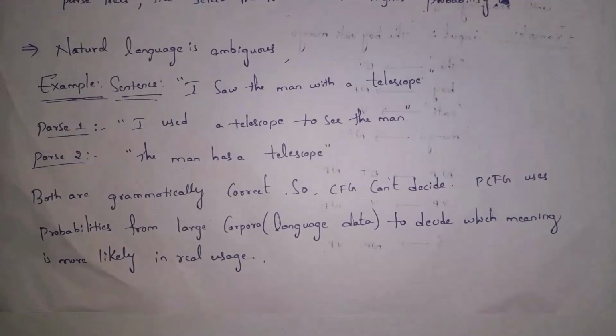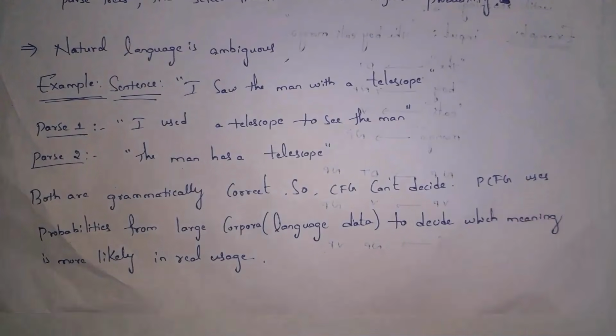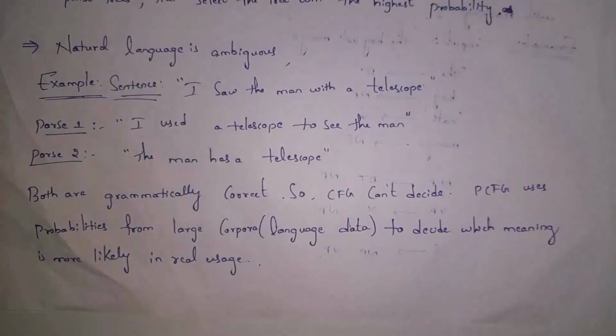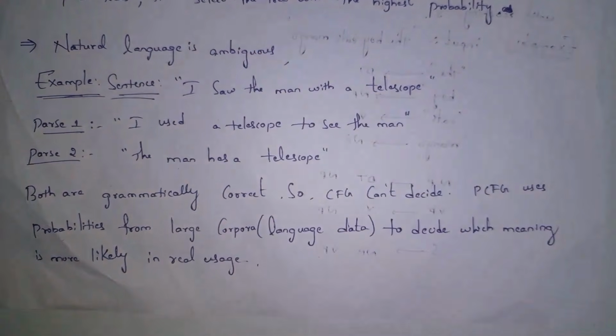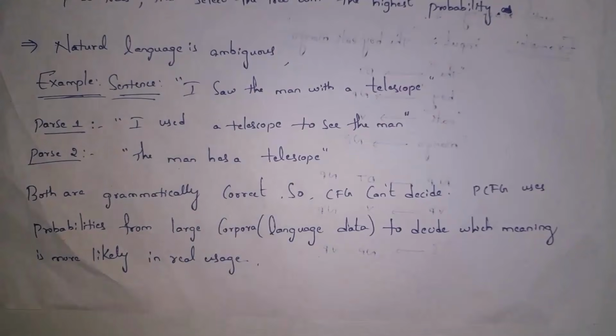For example, there is a sentence, I saw the man with a telescope. This sentence contains two meanings. That is, either I used a telescope to see the person, or I saw the man who is carrying a telescope. We don't know which is correct. So normal context-free grammar will create two parse trees. So from these two sentences, if you want to select only one sentence which is correct, you can do it by using probabilistic context-free grammar.